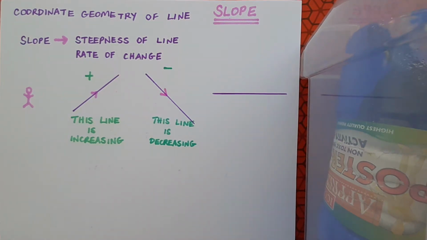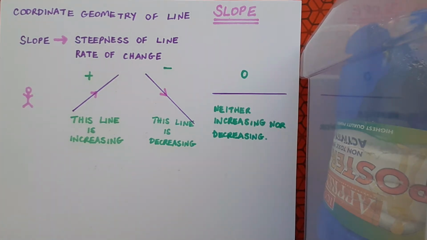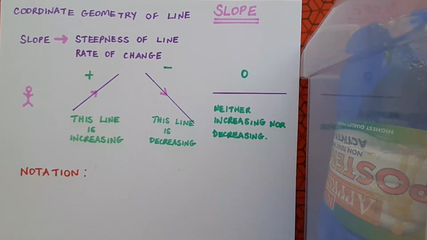This line is horizontal, so it's not sloping up or sloping down. So in this case, it doesn't have a positive or a negative slope. We can say that it has a slope of 0, and it's neither increasing nor decreasing.